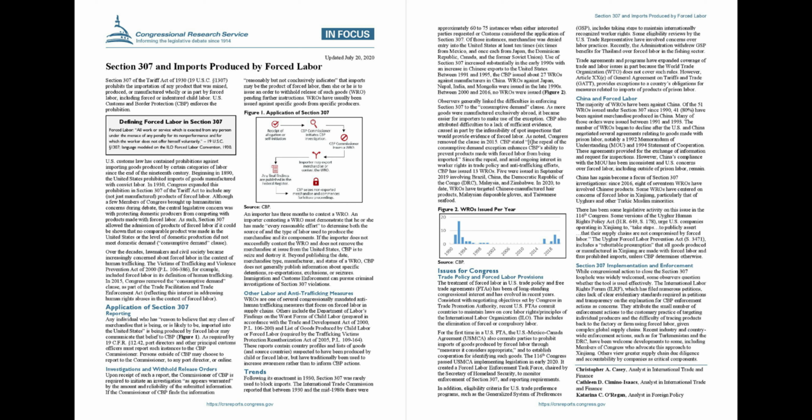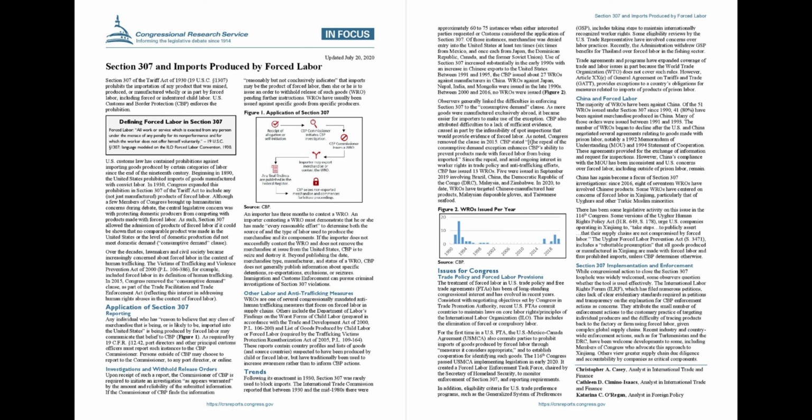Application of Section 307. Reporting. Any individual who has reason to believe that any class of merchandise that is being, or is likely to be, imported into the United States is being produced by forced labor may communicate that belief to CBP, Figure 1. As required by 19 CFR Section 12.42, port directors and other principal customs officers must report such instances to the CBP Commissioner. Persons outside of CBP may choose to report to the Commissioner, to any port director, or online.